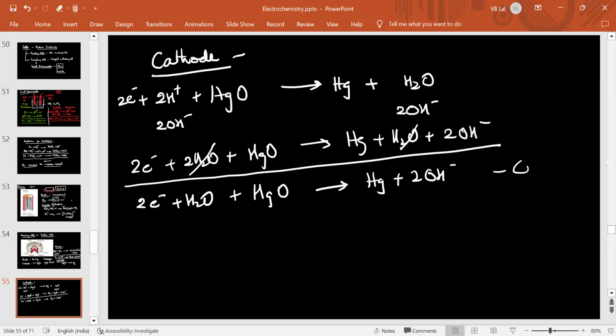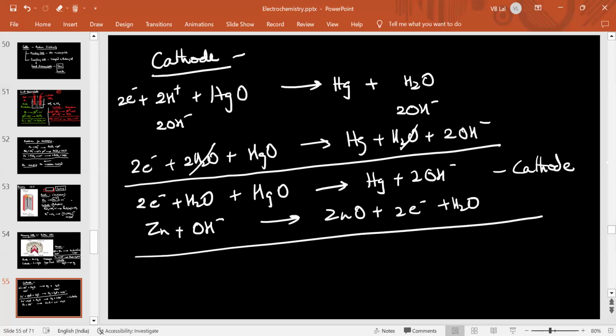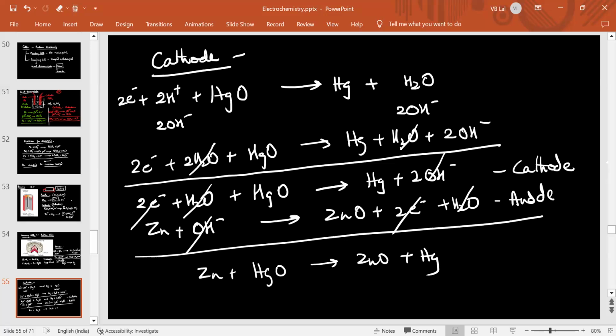This is the reaction at what? Cathode. And a similar reaction we had at anode. What was the reaction at anode? Zn plus 2OH minus giving ZnO plus 2e minus plus H2O. This was the reaction at anode, right? So what is the final reaction? The electrons get cancelled, the H2O gets cancelled, OH minus and OH minus get cancelled. So what is the reaction, which is a very easy reaction? Zn plus HgO is giving what? ZnO plus Hg. This is the final equation for what? Mercury cell.